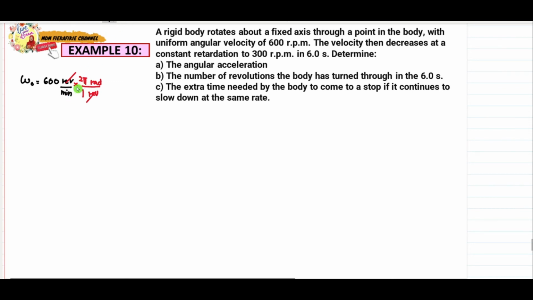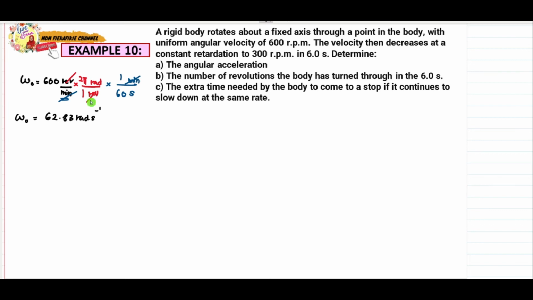Sekarang kita nak tukar minit pula. Minit kepada seconds. Okay, so minit duduk bawah, partner dia duduk atas, tukar kepada seconds. So, 1 minute 60 seconds. So, minit ni boleh cancel. Okay, so omega naught is equal to 62.83 radian per second. Okay, and then what happened to the body?